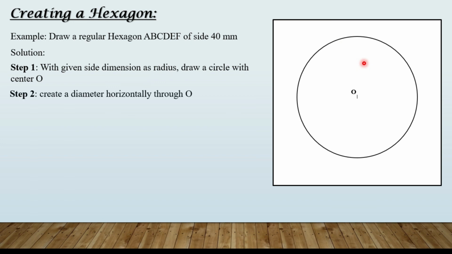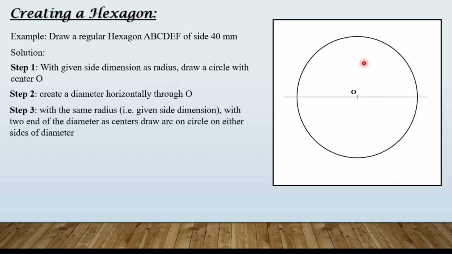Now I have to draw a diameter through O here horizontally with the same radius, that is our given side 40 mm in compass. I have to cut arcs from the ends of these diameters. So I am keeping compass at this end first, cutting arc on either side. I have cut arc on this side and this side. Now I have to shift the compass from this end to another end of the diameter here and cutting arcs on either sides. So these two ends of the diameter and these four arcs are our 6 corners of the hexagon. You just have to join them in sequence.